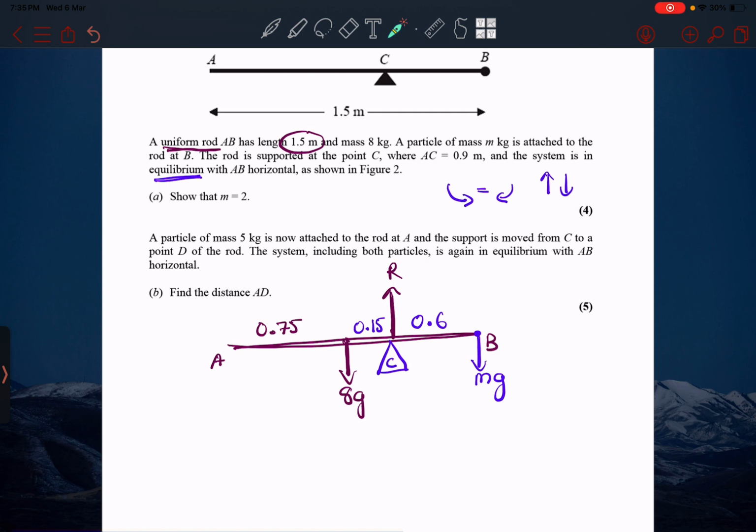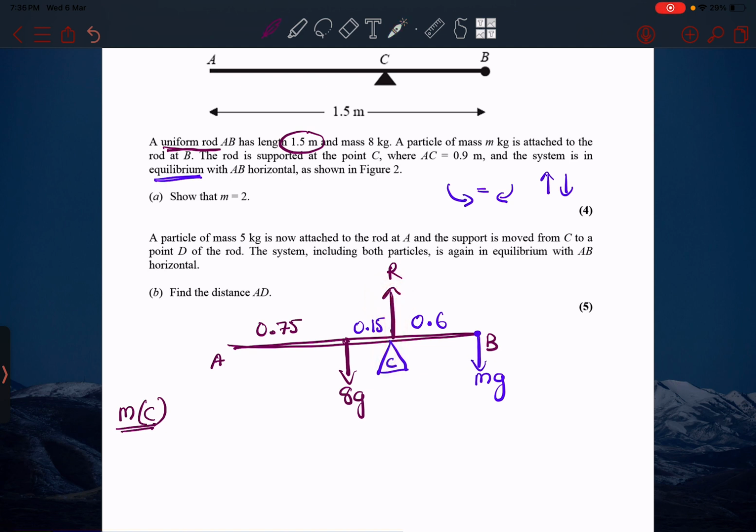So you can choose A, you can choose this point, you can choose C, whichever point you like. So I'm going to take C for this question. So taking moments about C. Why am I doing C? So that I don't have to worry about the reaction force, so that itself is gone. So I don't have to worry about what is R, because if I go for R, then that's even more complicated. So I want to skip what is R, so I'm going to lose the R.